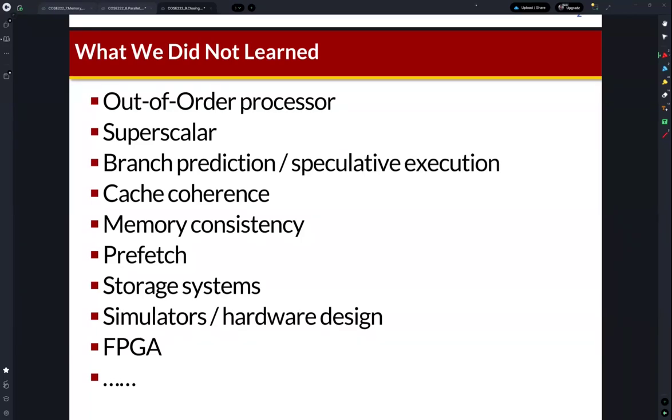CPUs and GPUs are very complex systems that include very complex architectures. But we didn't learn about these complex architectures. So if you are interested, you can take the advanced computer architecture course. This course is provided for graduate students, but if you are interested in computer architecture, you can take it.